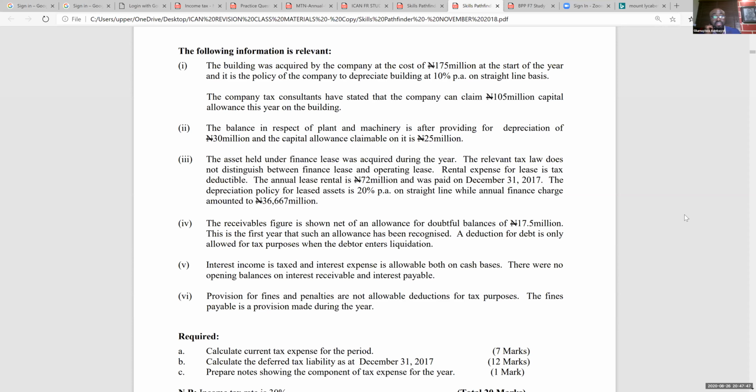Please, if you can't see it clearly, let me read it. Okay, let another person read it if you can see it clearly.